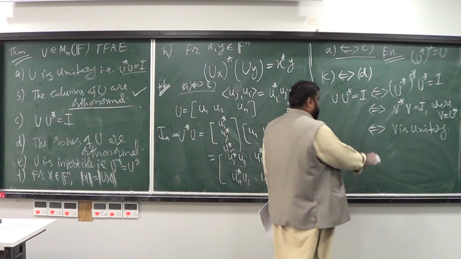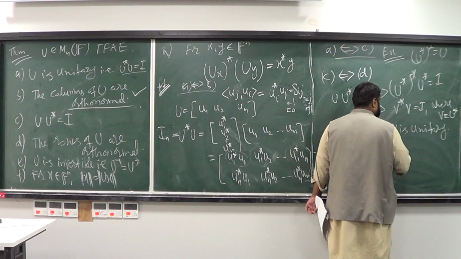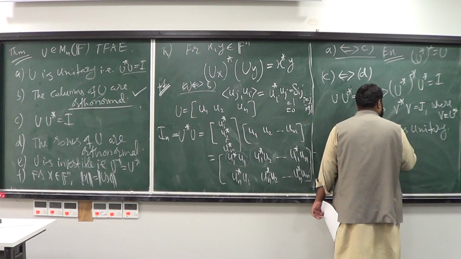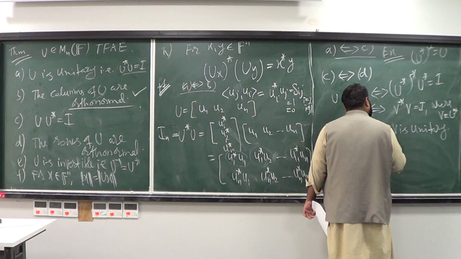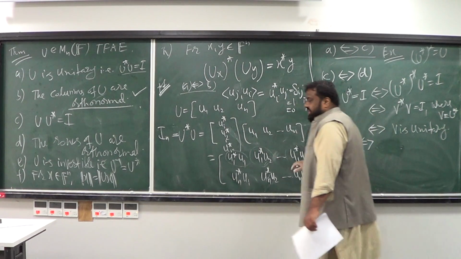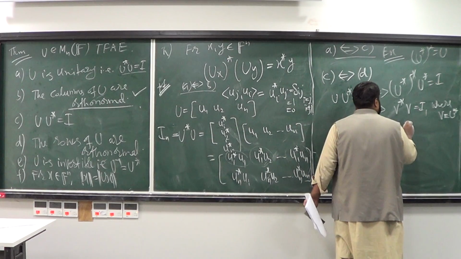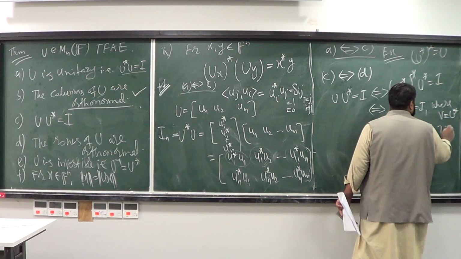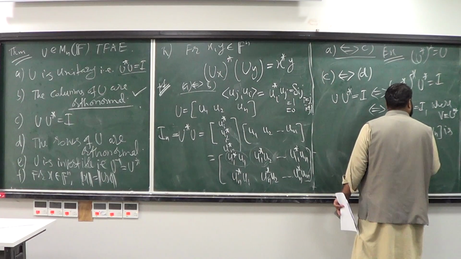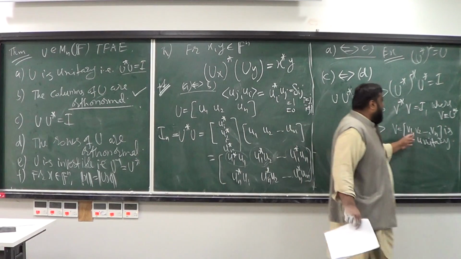And if V is unitary, then the columns of V are orthonormal. Let's write V as V1, V2, up to Vn, column-wise. So this is unitary. Where we know what the columns of V are in terms of U.